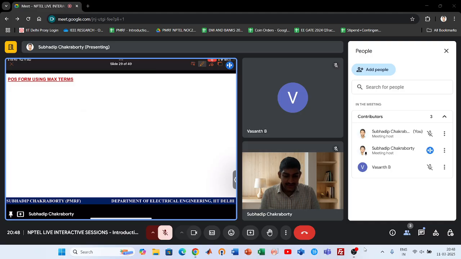Similarly, let's derive the same using the product of sum form. So we have A, B and Y, and A, B and Y I can say as 0, 0. Then for the OR gate I can say it is 0, 0, 1, 1, 0, 1, 1.